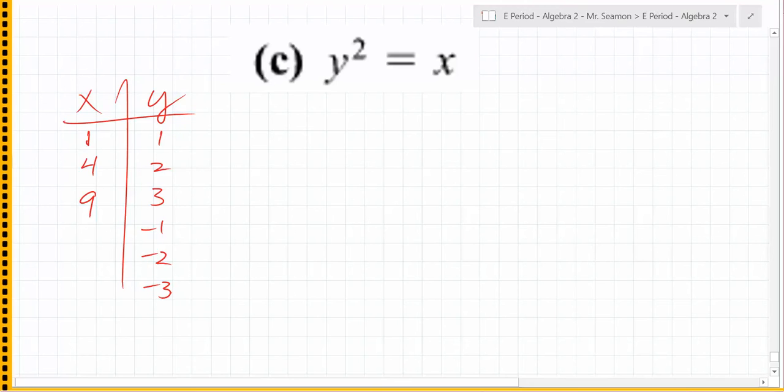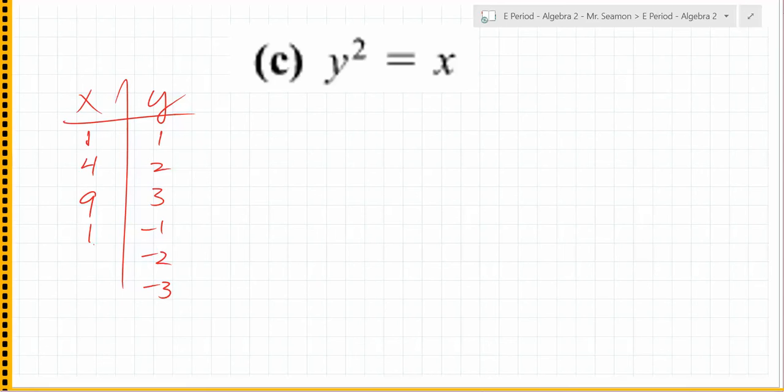If y is negative 1, what's x? 1. If y is negative 2, what's x? Plug in negative 2 for y, what do you get? 4. Plug in negative 3 for y, what do you get? 9. Is this a function? No. 1 goes to 1, 1 also goes to negative 1.